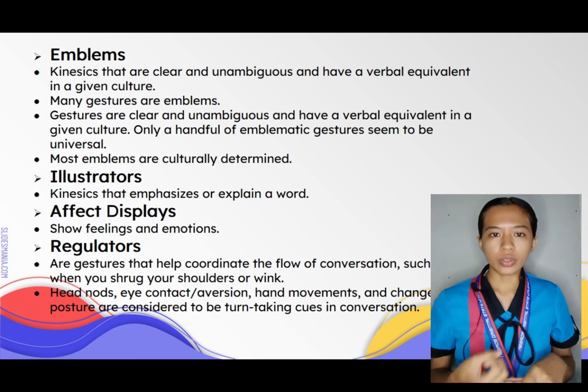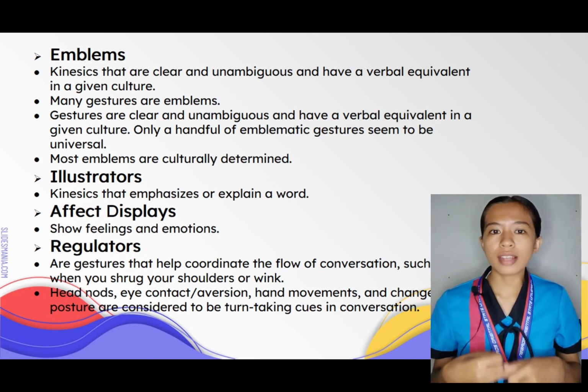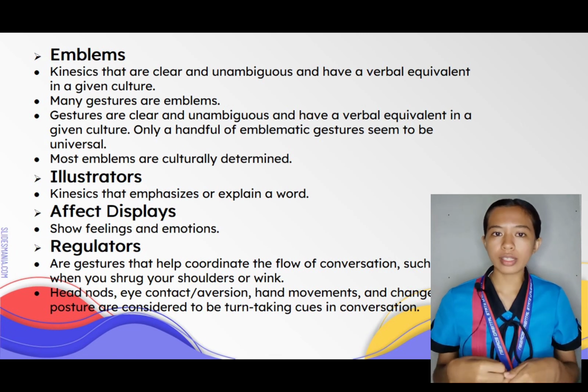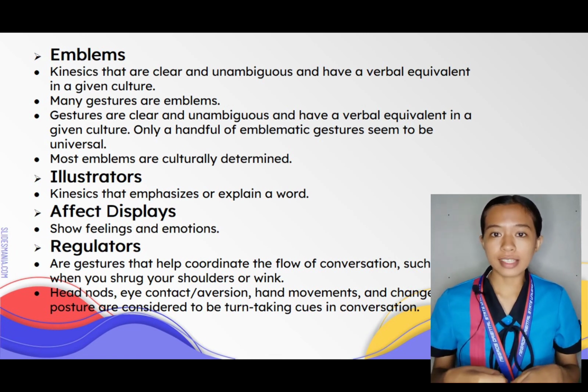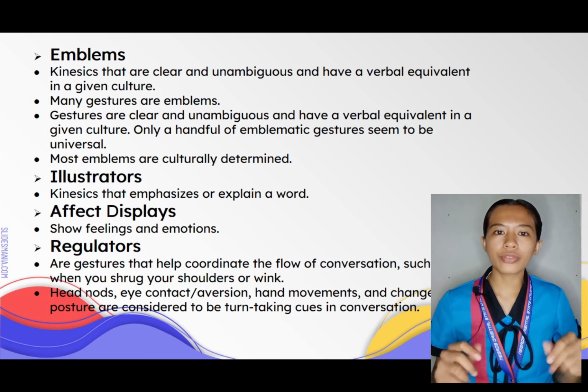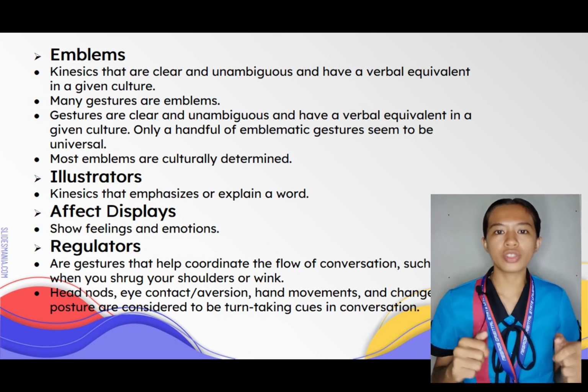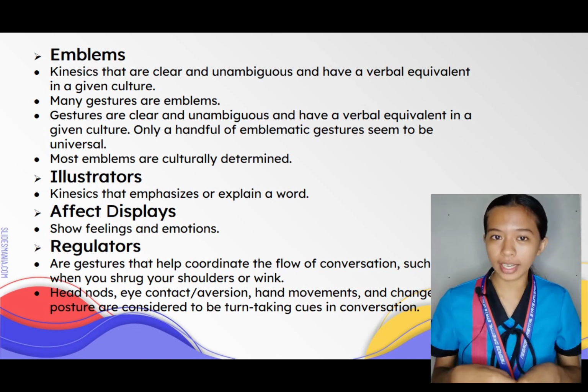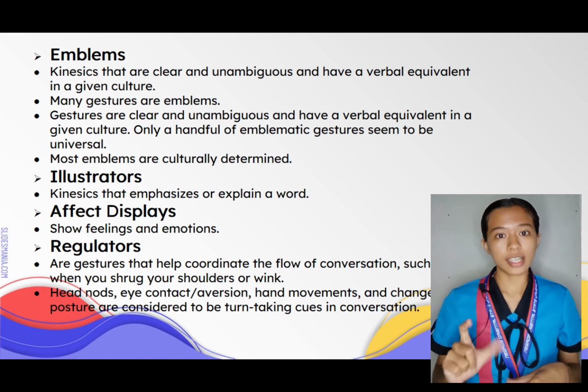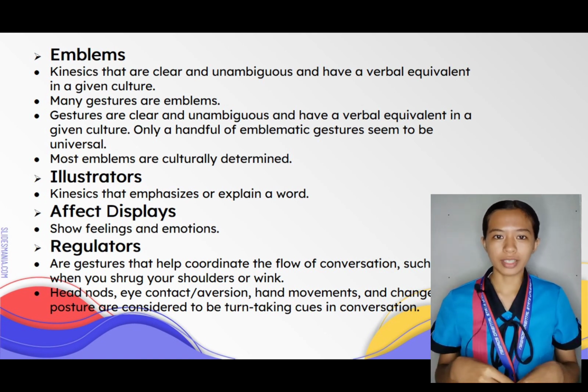Next is illustrators. While emblems can be used as direct substitutions for words, illustrators help emphasize or explain a word. Recall the Smash Mouth lyric in All Star. "She was looking kind of dumb with her finger and her thumb in the shape of an L on her forehead." That L gesture is often used to illustrate loser.